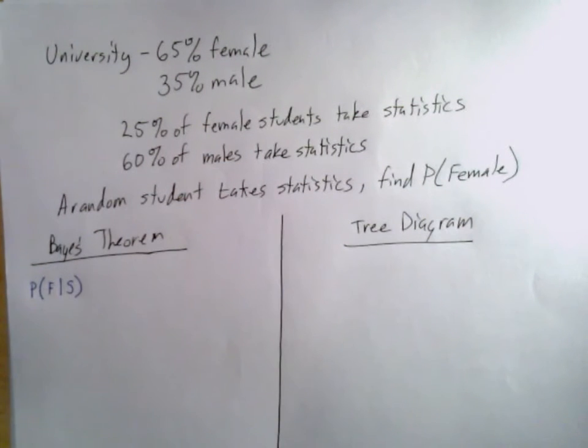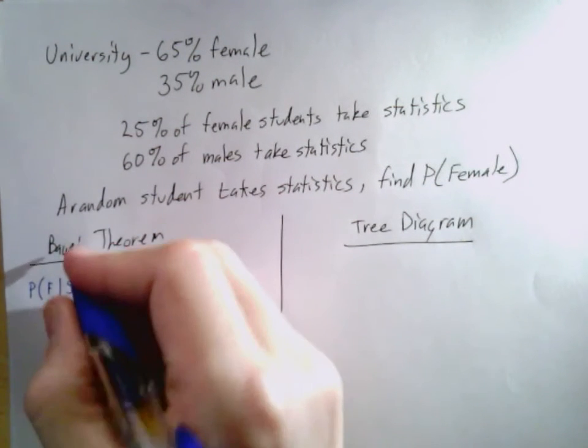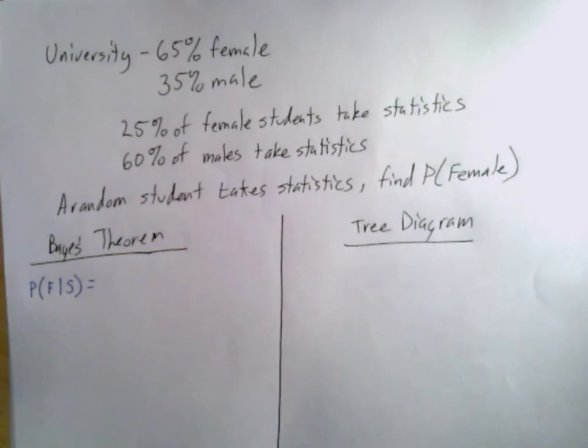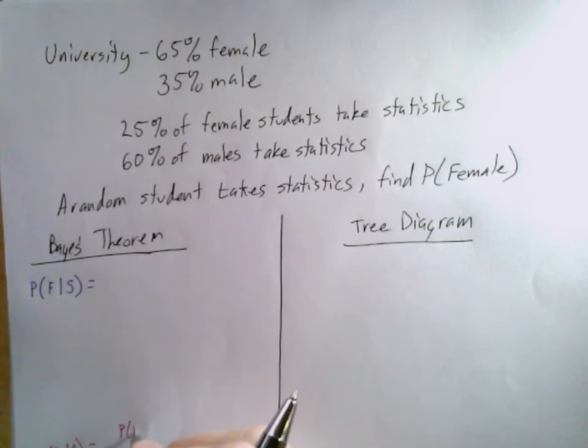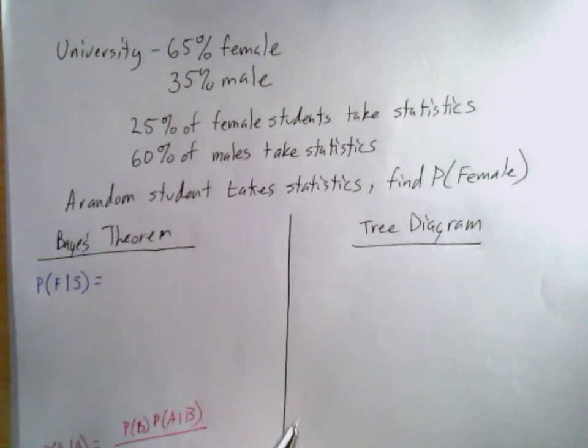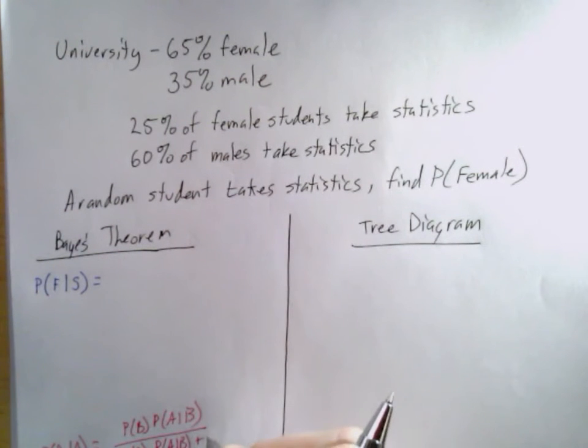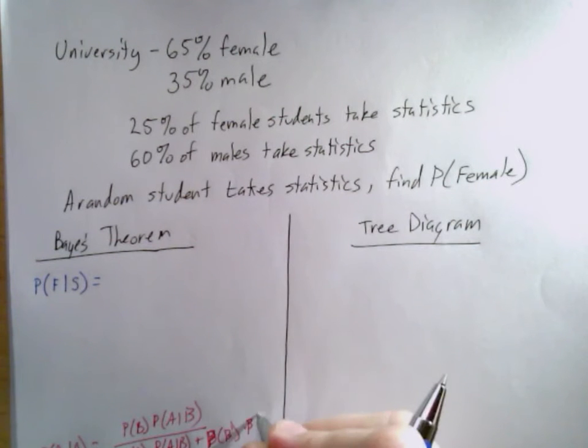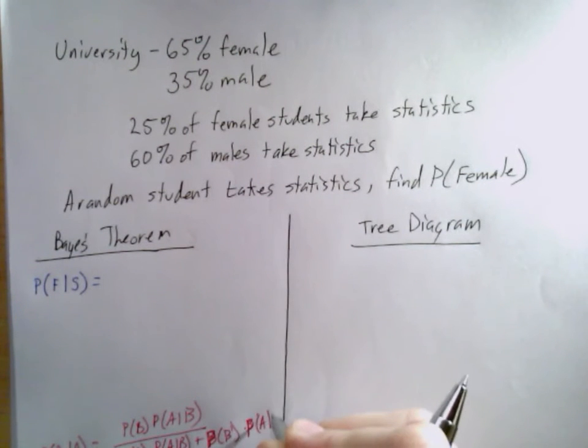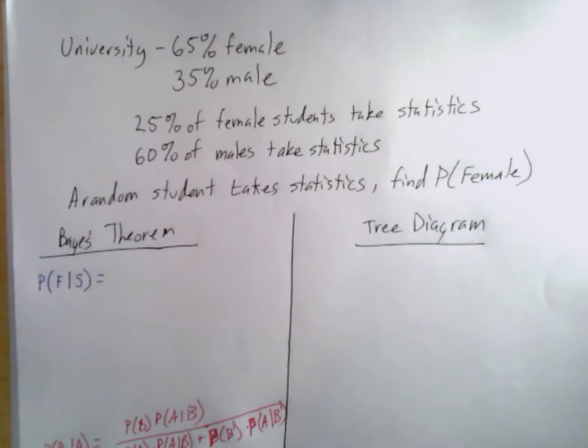All right. So Bayes' theorem says that the probability of B given A is equal to the probability of B times the probability of A given B, over the probability of B times the probability of A given B, plus the probability of not B times the probability of A given not B. All right, so this is what we were talking about in the first couple of videos. This is the total probability of that event occurring.